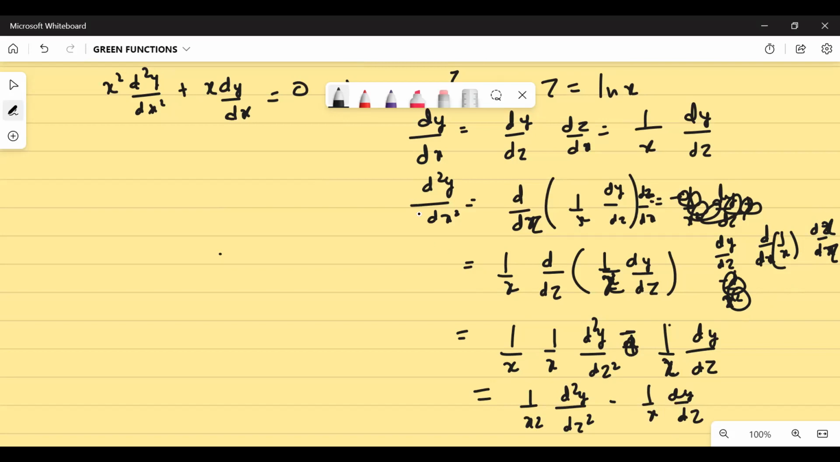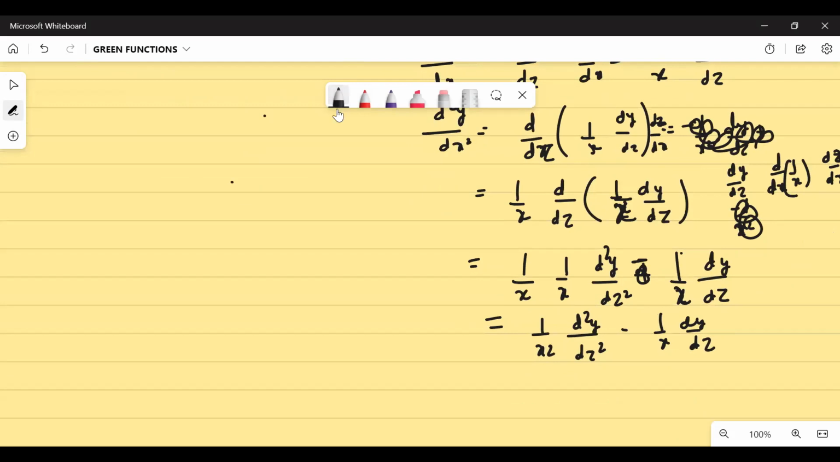So if I want to write my x square d2y upon dx2 plus x, it is equal to d2y upon dz square minus some x. What is happening? You are making some mistake, check it quickly. I think there is a mistake somewhere. Minus 1 upon x.